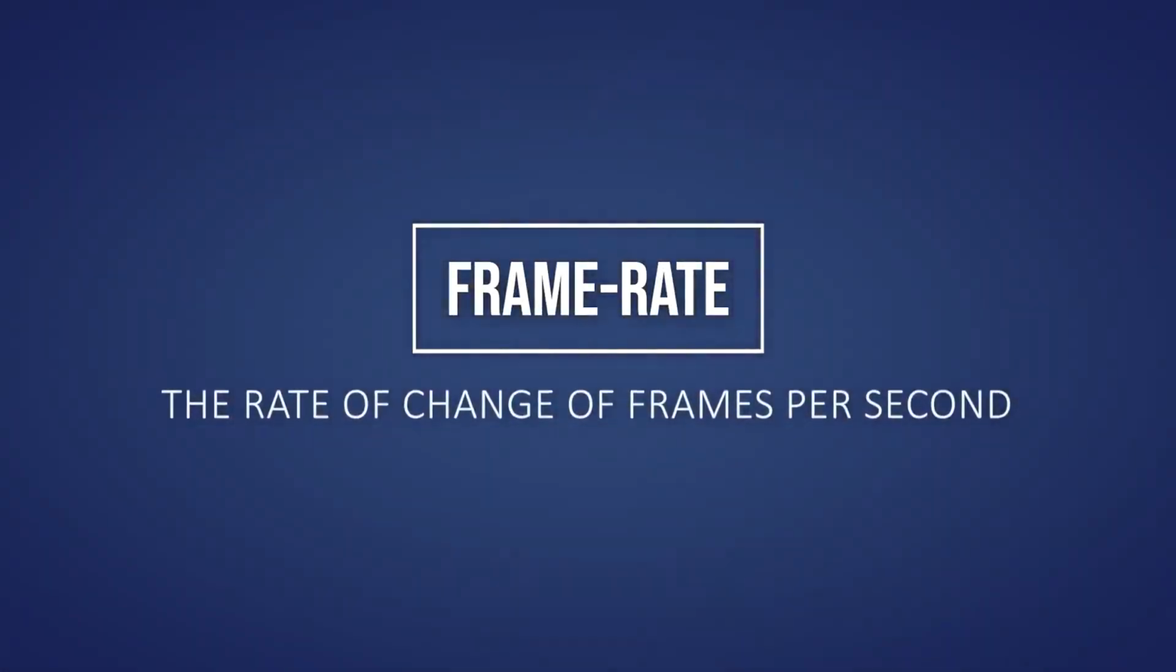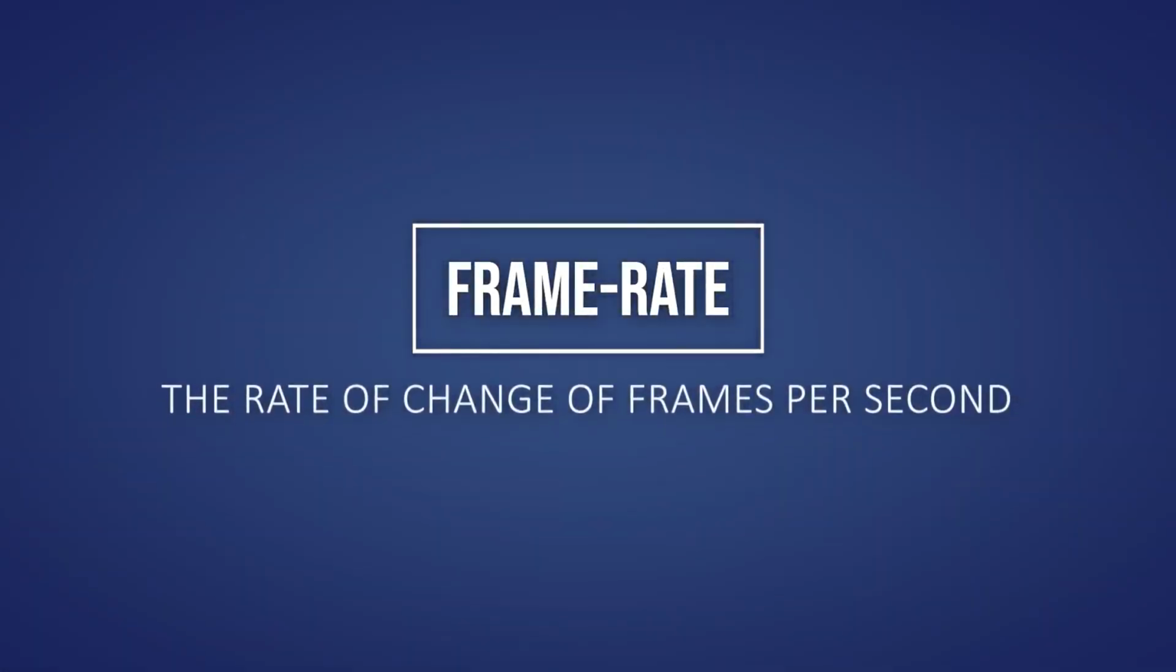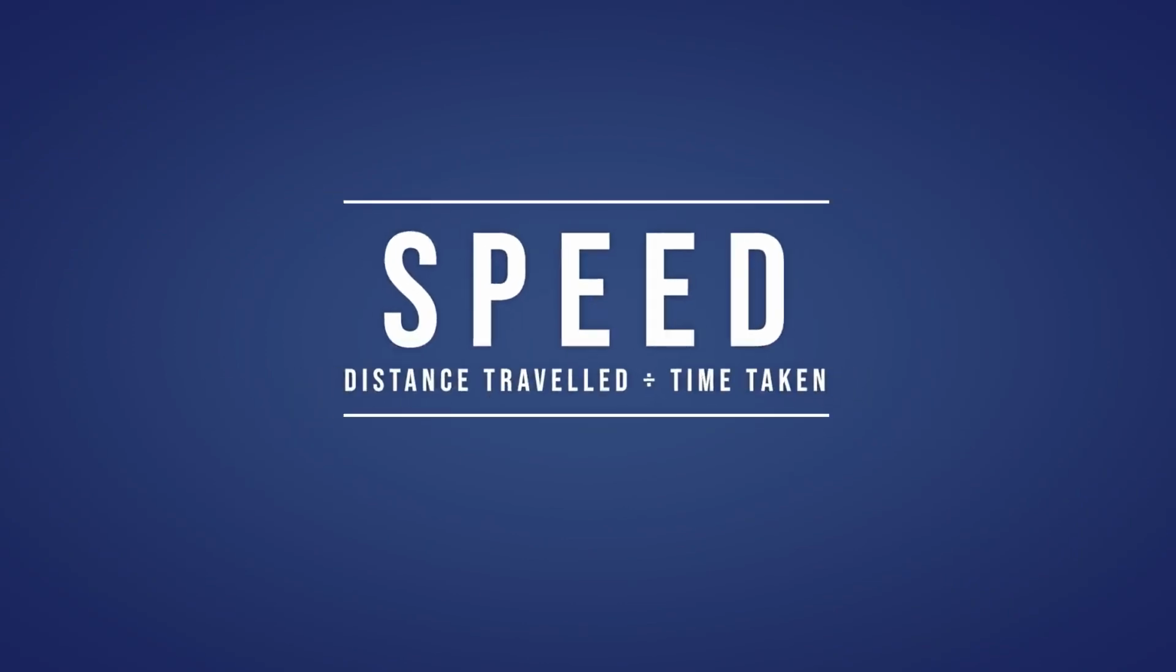Each one of these pictures is called a frame. The rate of change of frames per second is referred to as the frame rate. We can think of this concept in a similar manner to speed. Speed is equal to the distance traveled divided by the time taken.